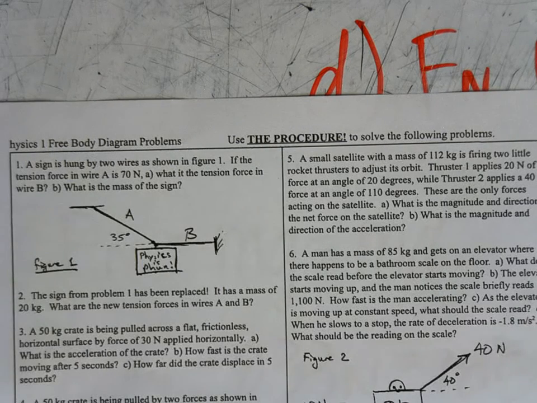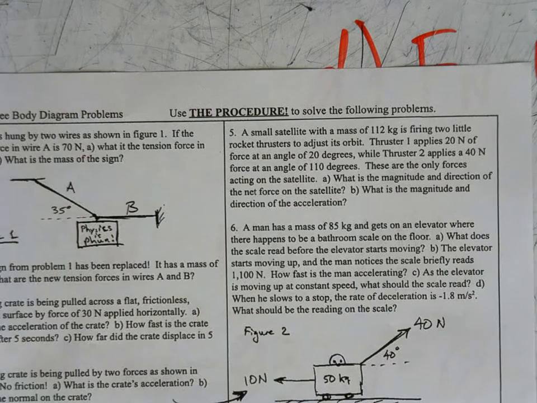Okay, let's do problem 6 of the free body diagram problems. And here is the problem. It says a man has a mass of 85 kilograms, gets on an elevator where there happens to be a bathroom scale on the floor. What does the scale read before the elevator starts moving?